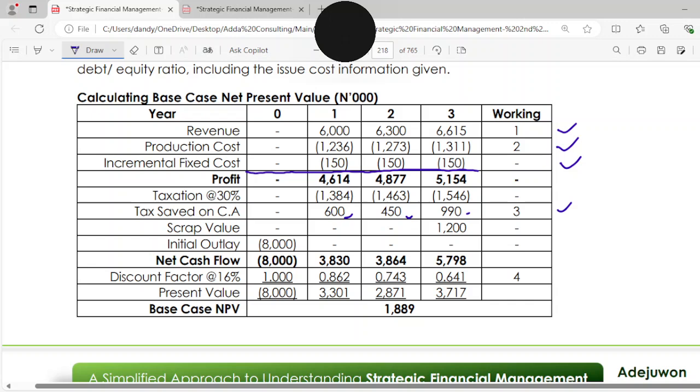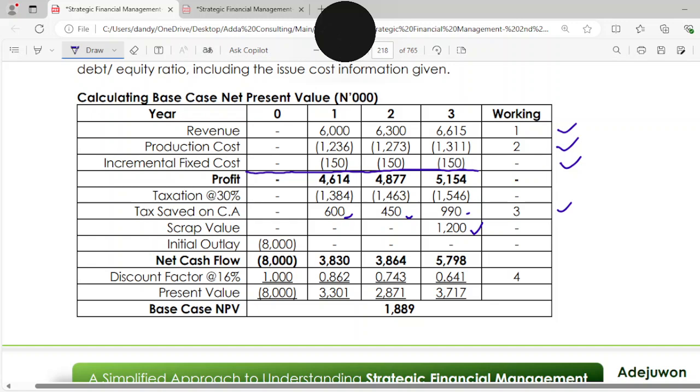Then the next one is to consider scrap value. Scrap value will occur at the final year, which is 1,200. Then you consider initial outlay of 8 million naira. Examiner has told us that there is no working capital. We are not given working capital in the question, so just ignore. So initial outlay is 8 million.